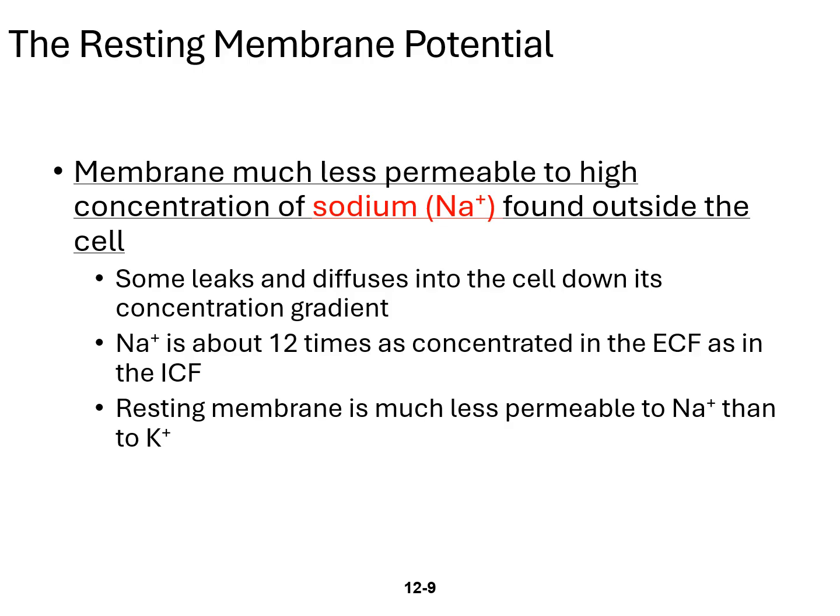The membrane is not so permeable to sodium. So sodium is found outside the cell. What happens is that sometimes it leaks and diffuses down its concentration gradient into the cell. Sodium is about 12 times as concentrated on the outside of the cell as it is inside of the cell. And the resting membrane potential is less permeable to sodium than it is to potassium. Just to say it again, potassium is the main one.